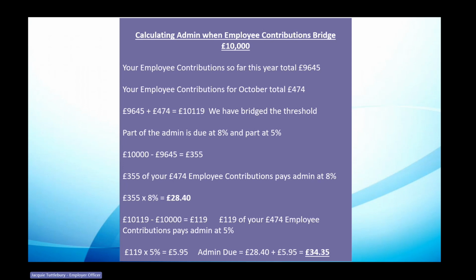But we've also got to factor in the element which is above £10,000. So our total employee contributions, including the month in question, £10,119, minus the £10,000 for our threshold, gives us £119 of the £474 employee contributions, which needs to be paid at 5%. So 119 times 5% is £5.95, and now I can add the element up to 10,000 plus the element above 10,000, giving me a total admin of £34.35.